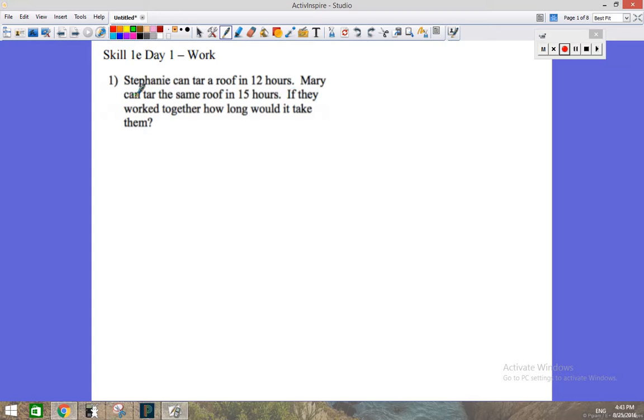So if we assume that they work at a constant rate, if Stephanie can tar a roof in 12 hours, she can do one job per 12 hours. So as each hour goes by, she's getting 1/12 of the job done. Mary can tar a roof, the same roof, in 15.